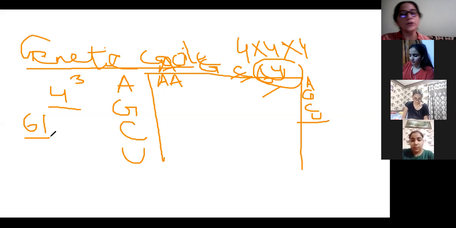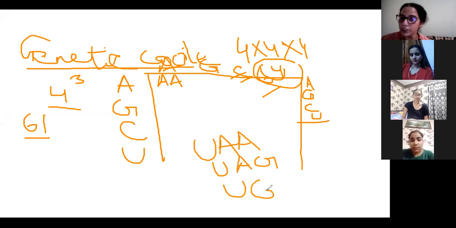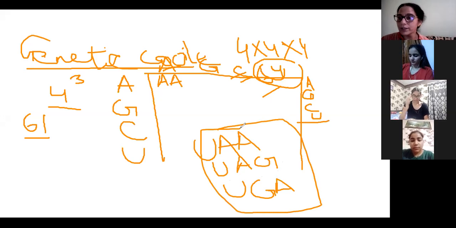Can any one of you unmute yourself and tell me about those 3 codons which do not code for any protein? Anyone? UAA, very good. UGA, yes. UAA, UAG, and UGA. Right? So these are the 3 stop codons which do not code for any amino acid.